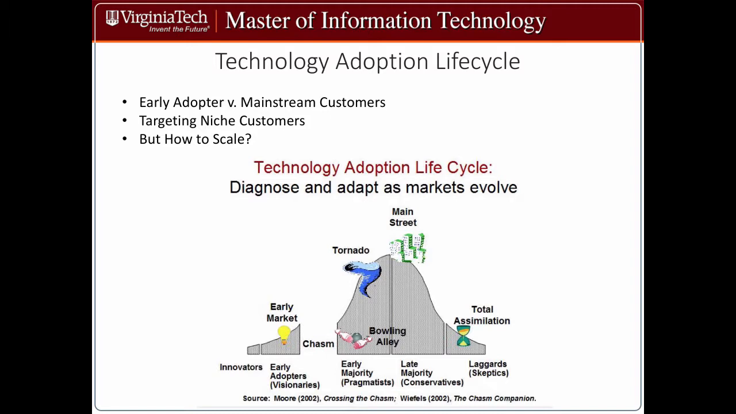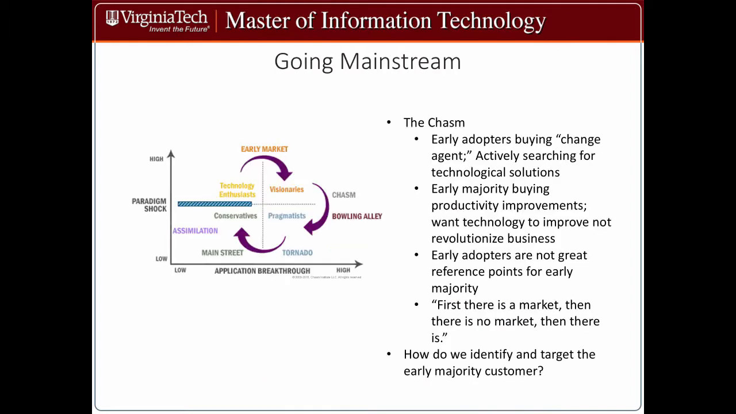The critical question, as we highlighted, is how do we go mainstream? How do we go from reaching probably around 18% of a given market to reaching those pragmatic mainstream customers? One of the major things that the reading hints at, and we'll spend a lot of time on over the next couple of weeks, is that the early markets are often buying things because they're enthusiastic about technology or because they're buying a change agent. In many cases, they're actively looking for technological solutions like this.